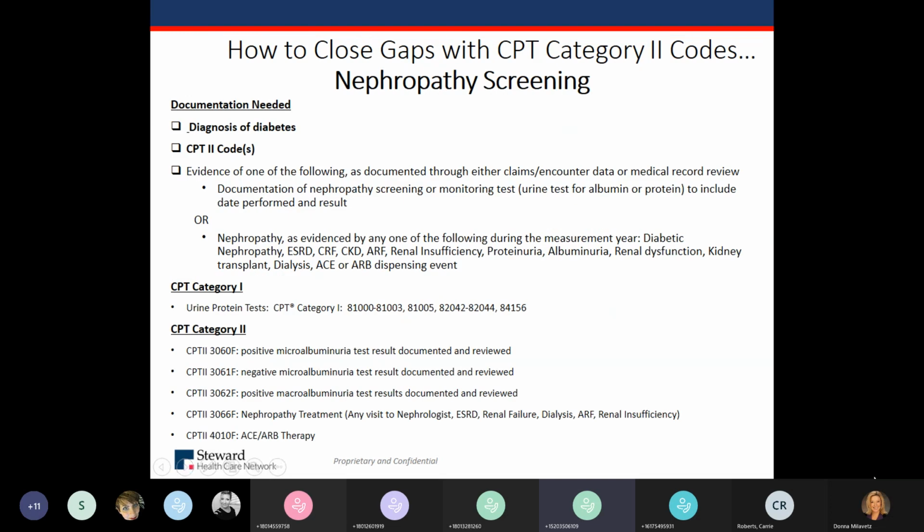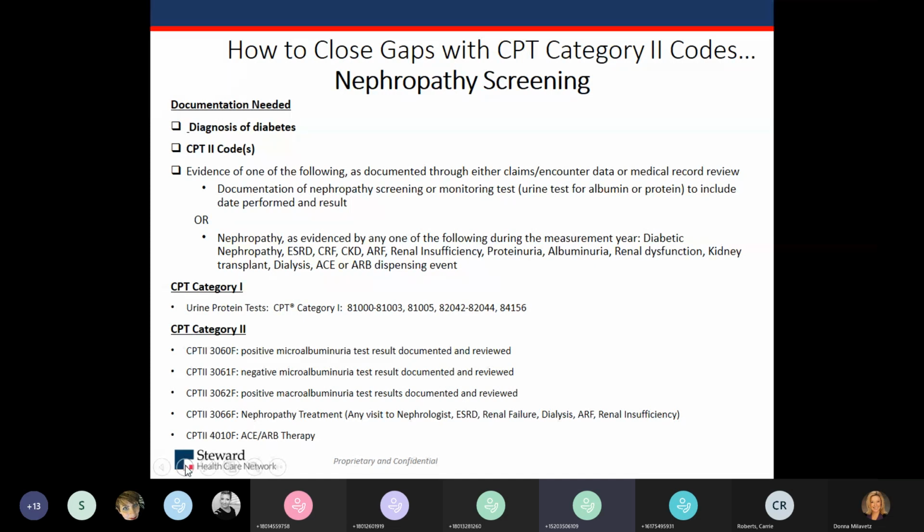Moving on, neuropathy screening. There's a couple of ways we can do this. Number one, we want to ensure that we see a diagnosis of diabetes on your claim, as well as the appropriate CPT II code. And then we also need to see within the medical record evidence of one of the following.